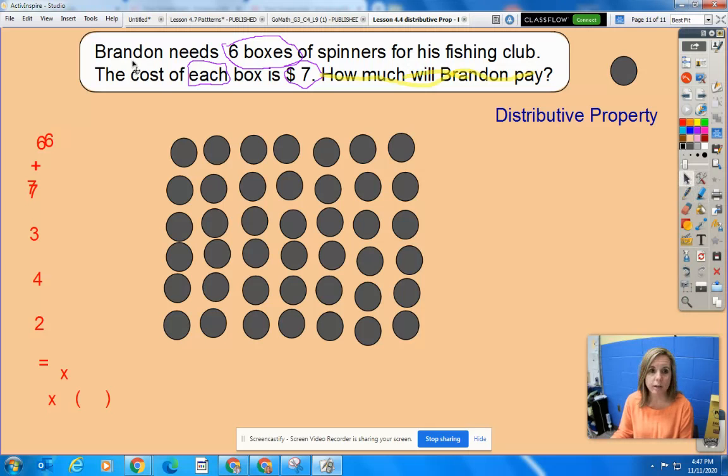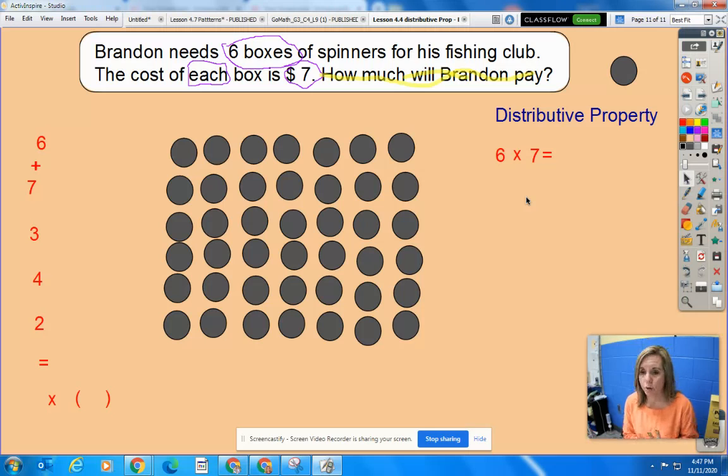So now I'm thinking to myself, okay, Brandon needs 6 boxes. And if you'll notice, I have an array already. 1, 2, 3, 4, 5, 6. The first number is 6. So I'm going to come up here and put 6. And because each is a key word for multiplication, 6 times, and there are 7 going across, 7 in each box. 1, 2, 3, 4, 5, 6, 7. Okay, 6 times 7, and we're going to figure out what that is.